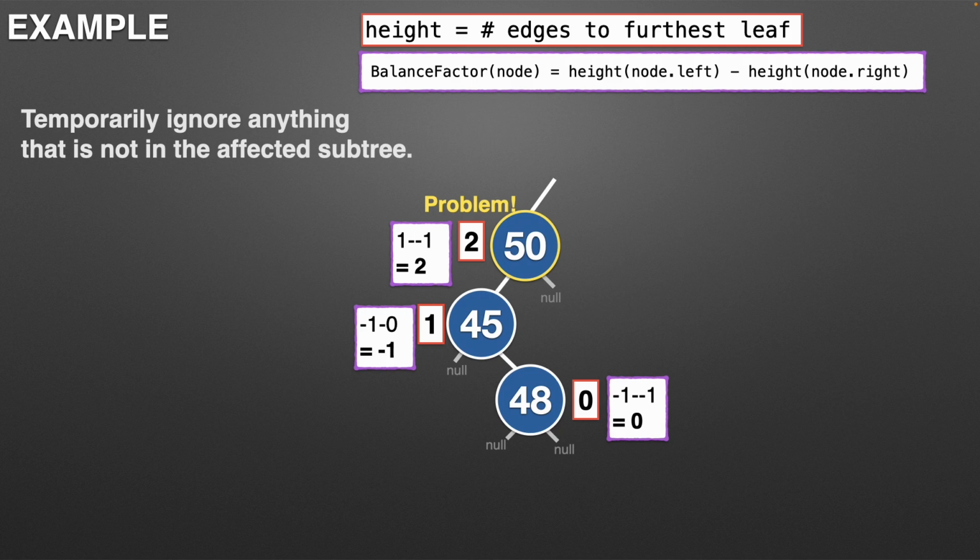And so, for the sake of space on the slides here, I'm just going to ignore the rest of the structure for right now. We're just working on 50 and below. So that's what I've pulled out here, and you can see the balance factors for that.